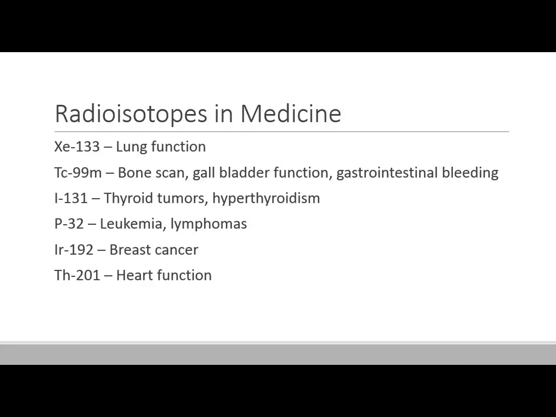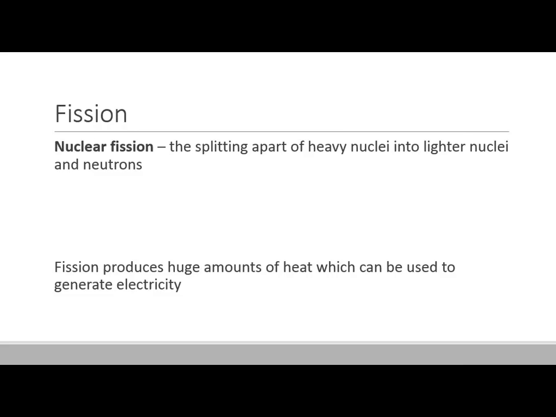Radioactive phosphorus can be used to treat leukemia and lymphomas. Iridium is actually used to treat breast cancer, which is one of the reasons that the treatment is so expensive, because iridium's about as expensive as platinum. So it's basically like taking a platinum injection, very, very expensive. And then radioactive thorium can actually be used to test whether the heart is functioning properly. So some pretty significant uses for these in medicine.